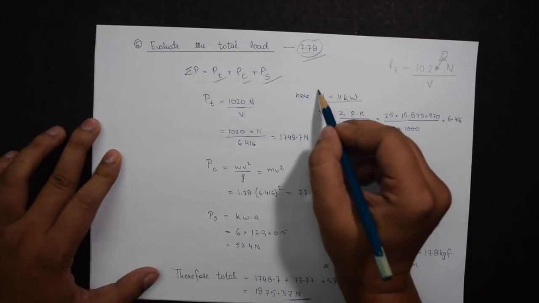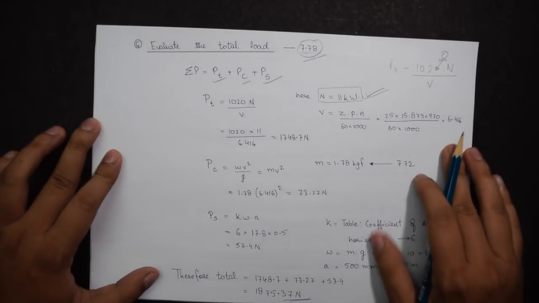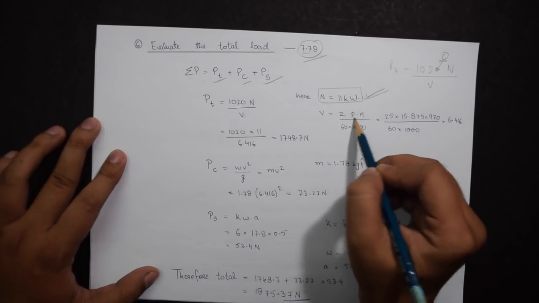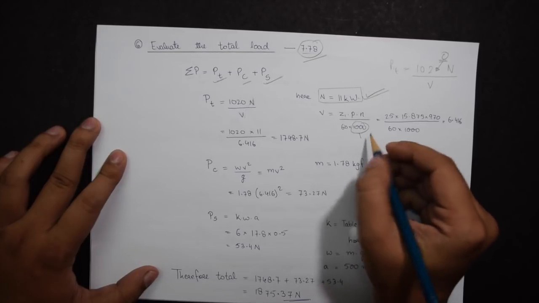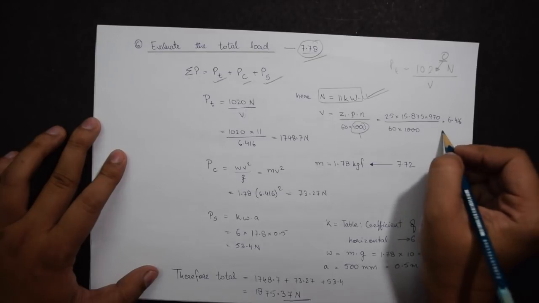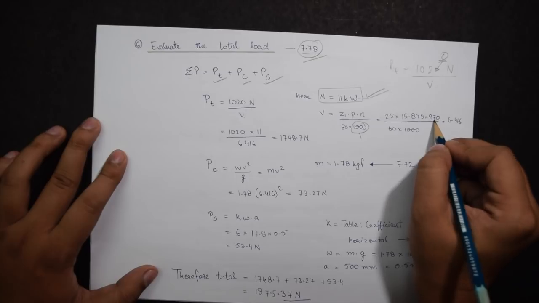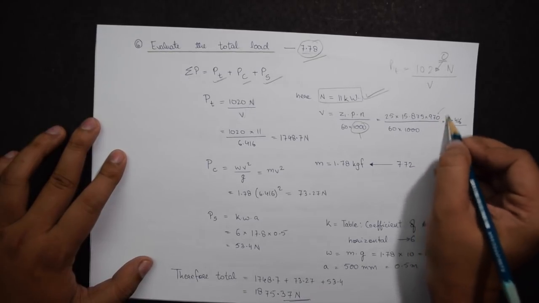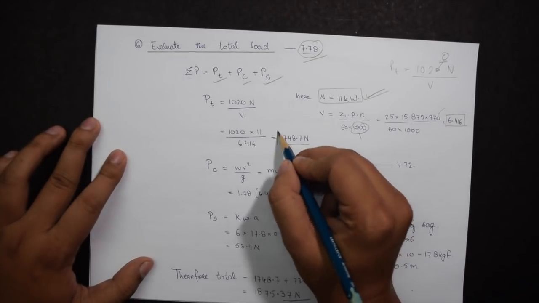Looking at the question, we had the compressor driven from an 11 kilowatt electric motor. To calculate V, we have the formula Z into P into N divided by 60 into 1000. Now 1000 is to convert meter into mm. So Z1 is 25, P is the pitch which is 15.875 and N is 970 RPM. So this comes out to be 6.416 and the value of P tangential comes out to be 1748.7 newtons.